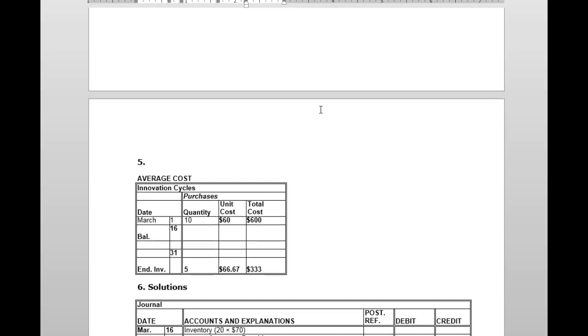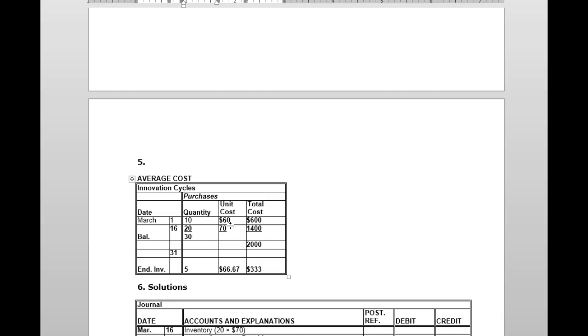And average cost is a perpetual. I mean, it literally is a perpetual. You now have 10 at 60. You buy 20 at 70, which is going to give you $1,400. That's not going to change, right? This becomes $2,000. But something does change here now. You have 30, and each one of those, it makes a difference.